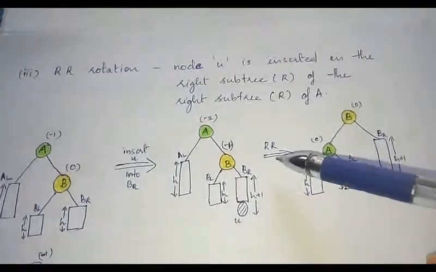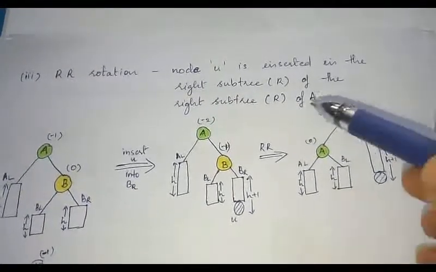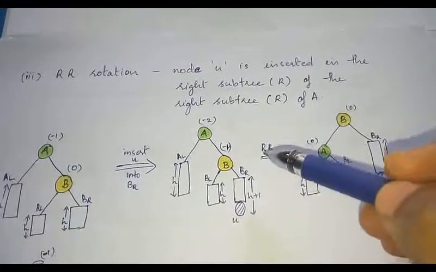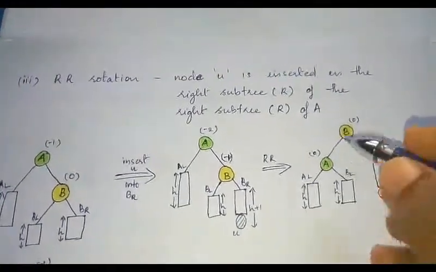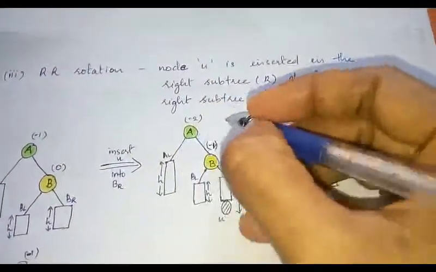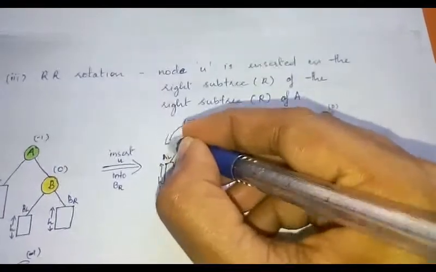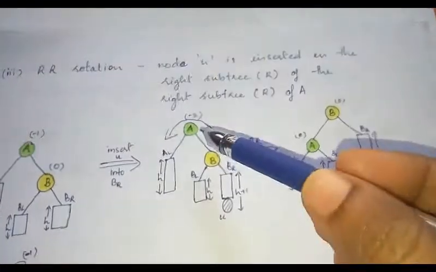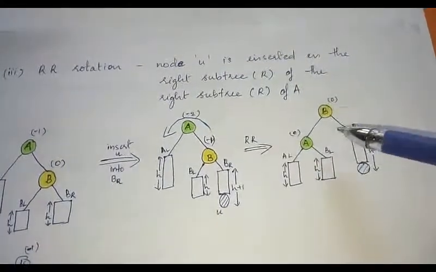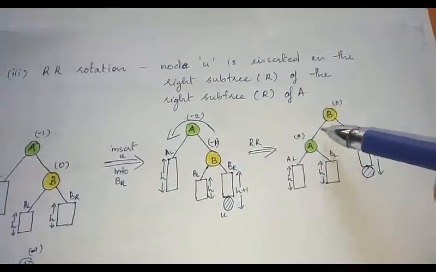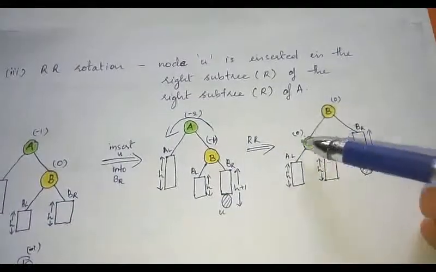So the RR rotation will rotate the tree by one node to the left. So RR will rotate to the left, in the opposite direction, right? So it will be rotating to the left. So it will go like this. That means A will be shifted to the left side and B will go up. So B becomes the root and A will be shifted to the left. So A along with its left child will go to the left side.